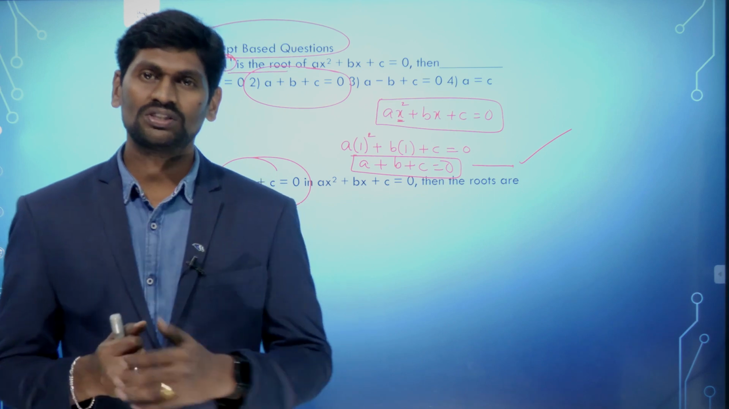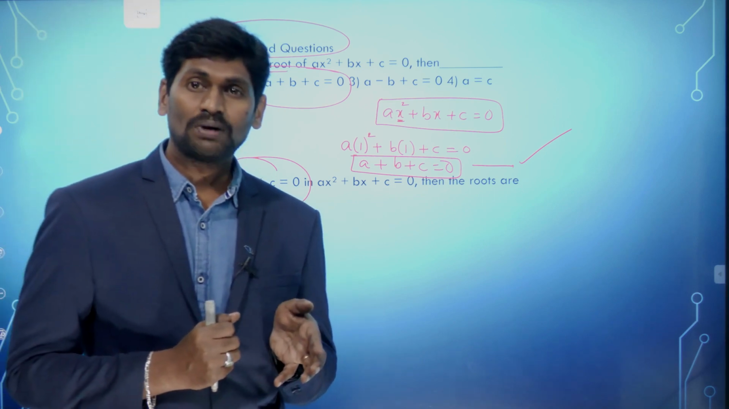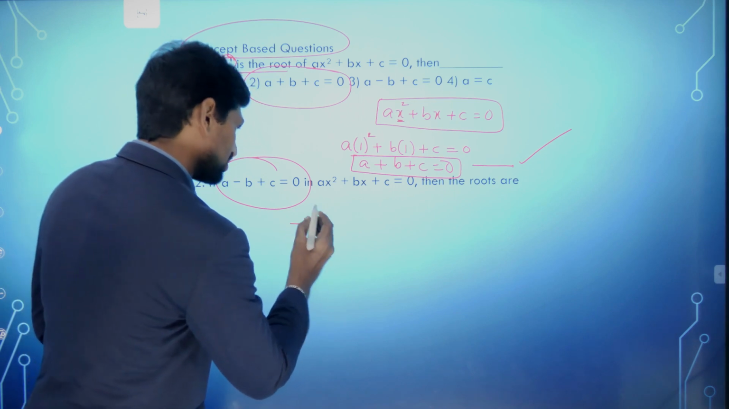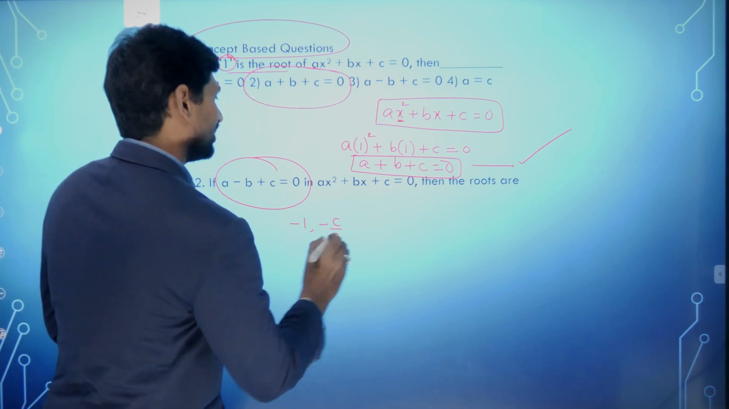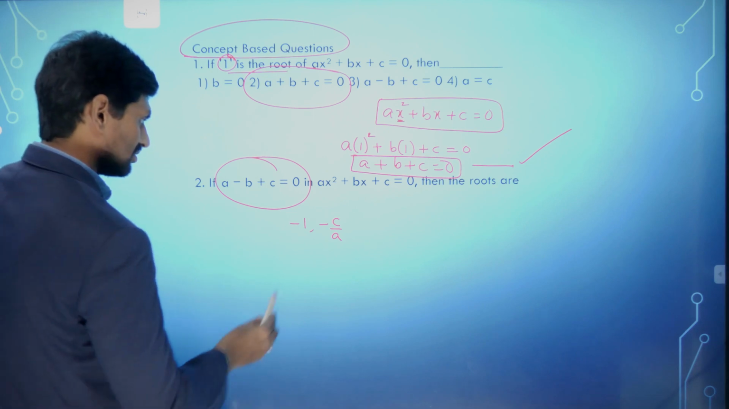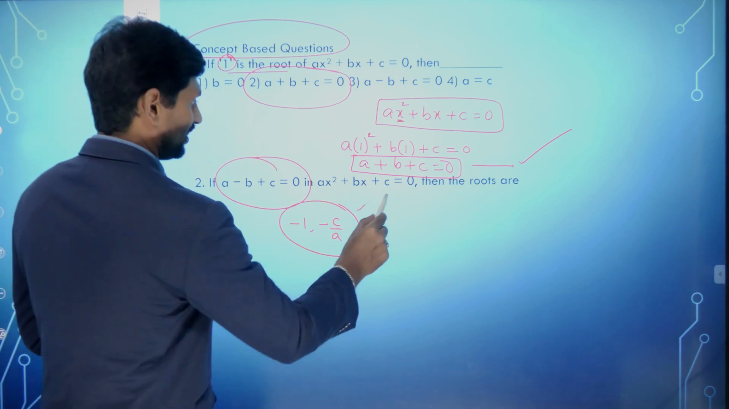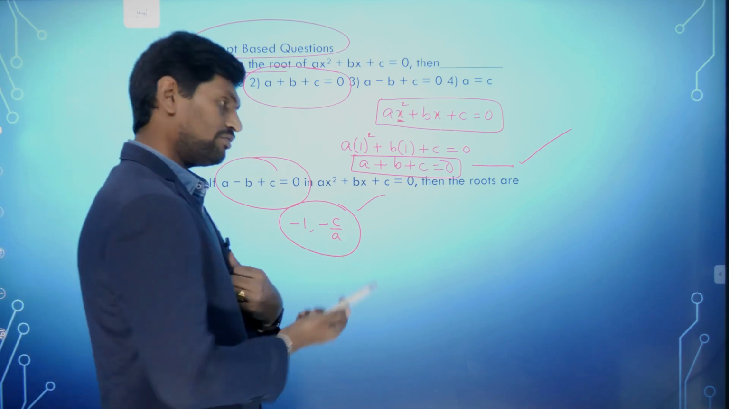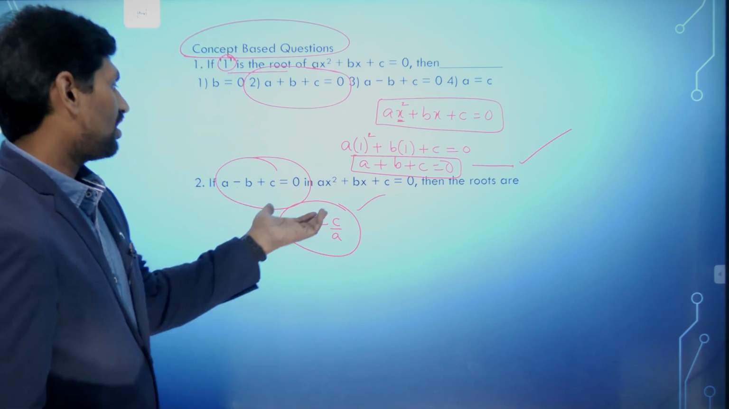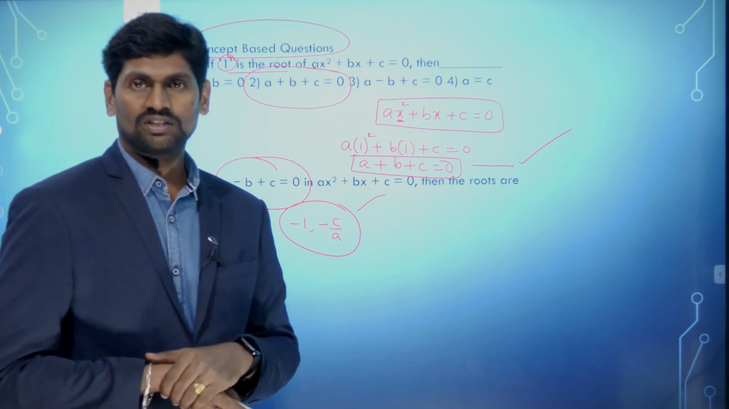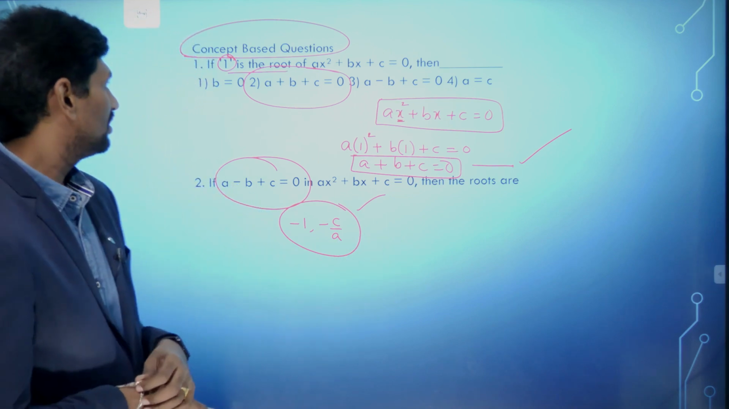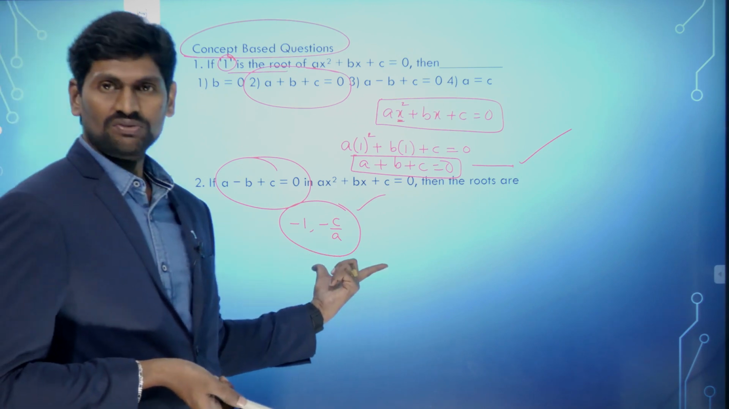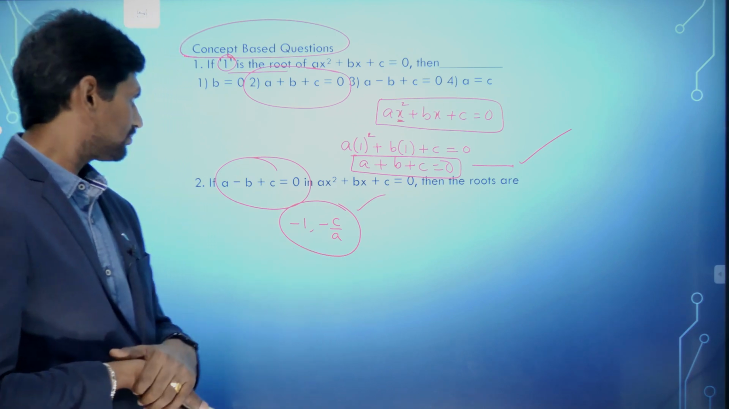Very good. What are the roots? Minus 1 and minus c by a. Very good. Your roots are minus 1 and minus c by a. So in your option, you have to find. That means both together will give, no problem. Otherwise, if minus 1 is given, you can keep minus 1, or if minus c by a is given, you can keep minus c by a. Anything, your choice. I think it will be given like this: minus 1 comma minus c by a will be given.